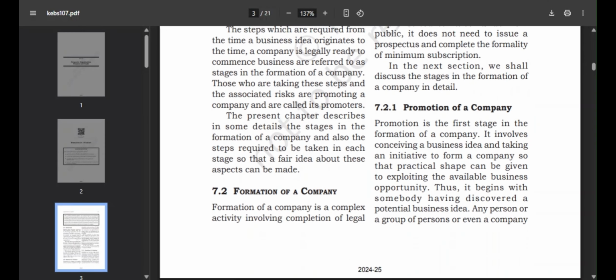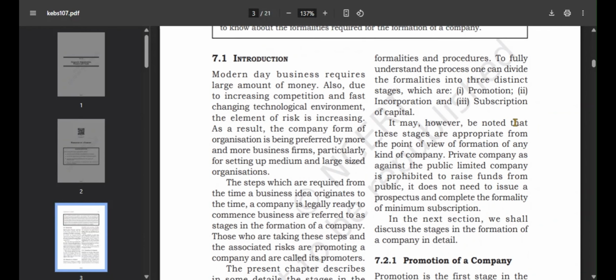First, we must understand that there are three distinct stages in the formation of a company. First is promotion, second is your incorporation, and third is your subscription of capital. Subscription of capital is only done by your public company, okay, because whenever you have to subscribe for capital, that is only done when the shares are allotted to the public. So that is done only with your public company.